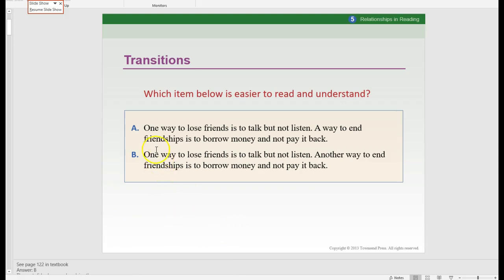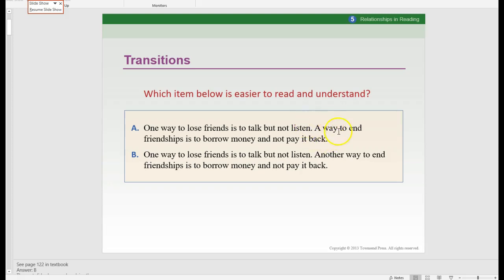Alright. So if we look at A and B, if you read both of these, you can pause, read them. What they're going to say is like B is easier to read and understand. One way to lose friends is to talk but not listen. Another way to end friendships is to borrow money and not pay it back. Here they're looking at the word another. The author is giving you a clue word, another.